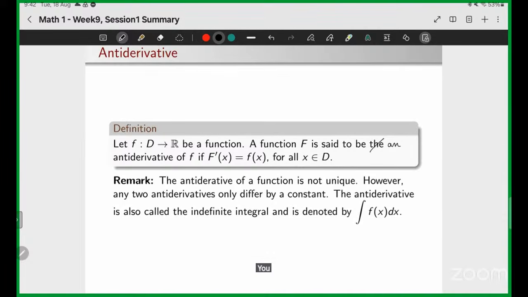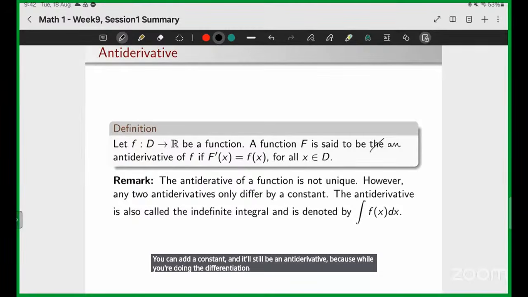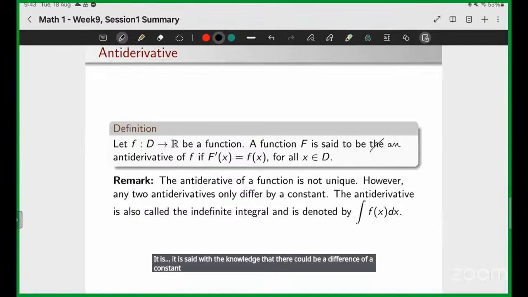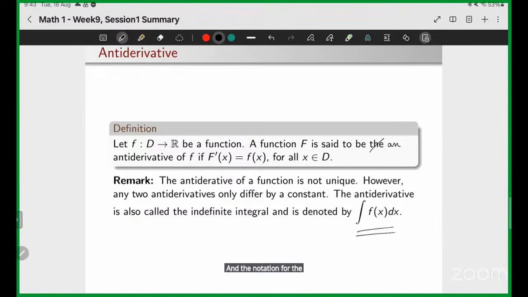You can add a constant and it will still be an antiderivative, because while you're doing the differentiation, if there is a plus c constant term, then that will contribute nothing to the derivative. So we do use the terminology of the antiderivative, but it is said with the knowledge that there could be a difference of a constant. And the notation for the antiderivative is integral f of x without these limits.